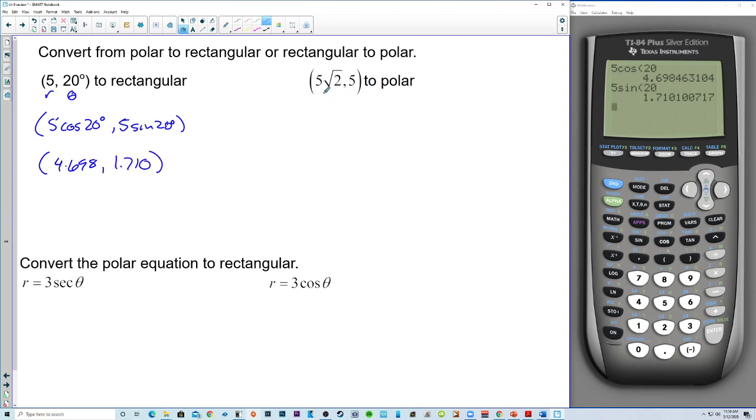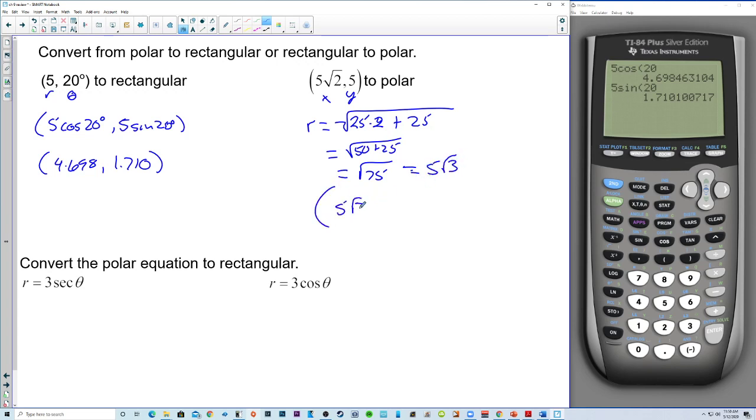Over here, this to polar, so this is the x and this is the y. So we needed r and a theta. r is the square root of 5 squared is 25. Square root of 2, that's times, not 4, but 2. Plus 5 squared is 25. So square root of 50 plus 25, square root of 75, so 5 square root of 3. So there's the r, 5 square root of 3, and we need the theta.